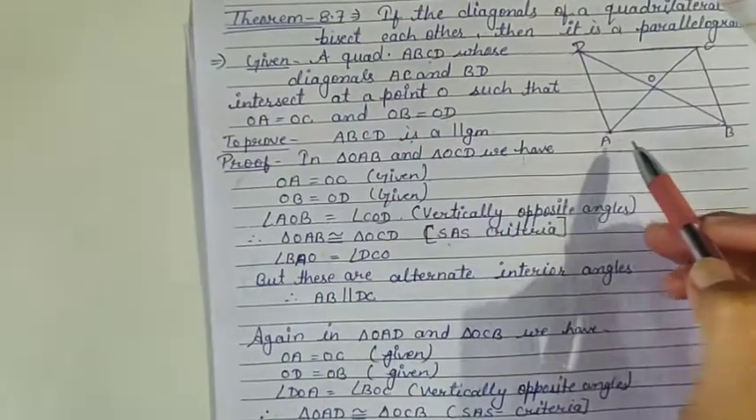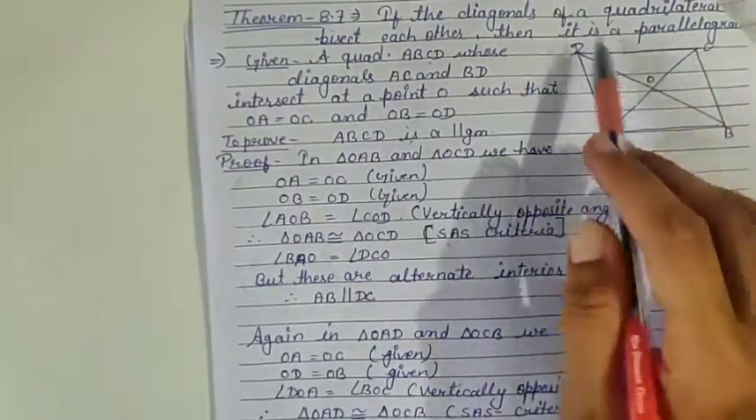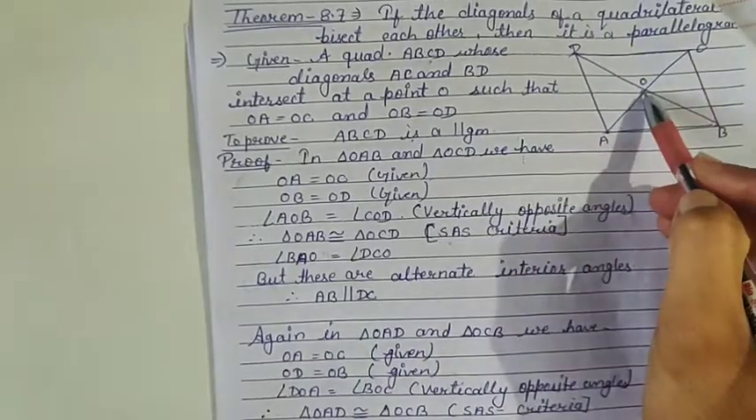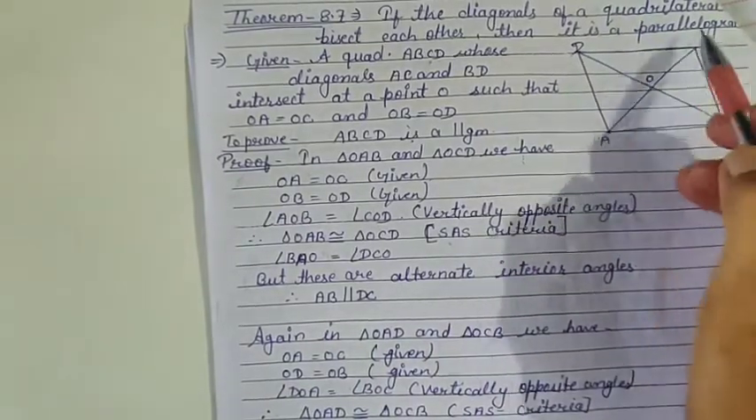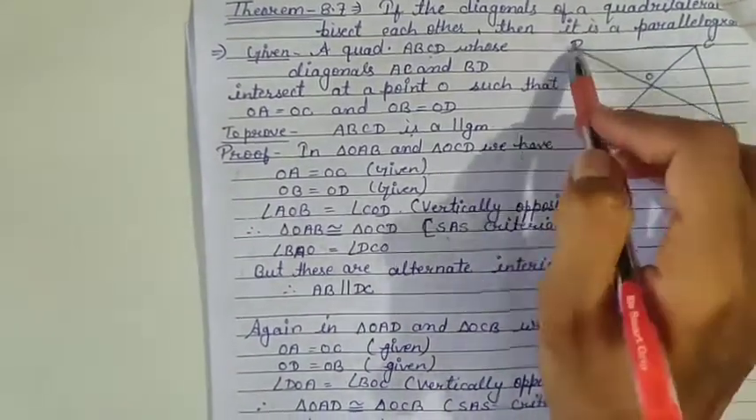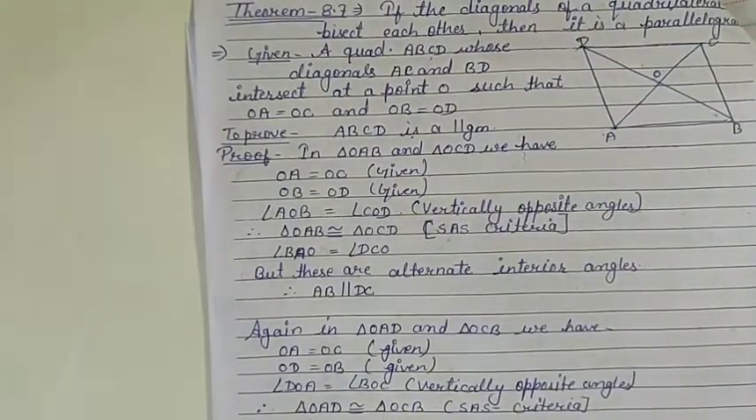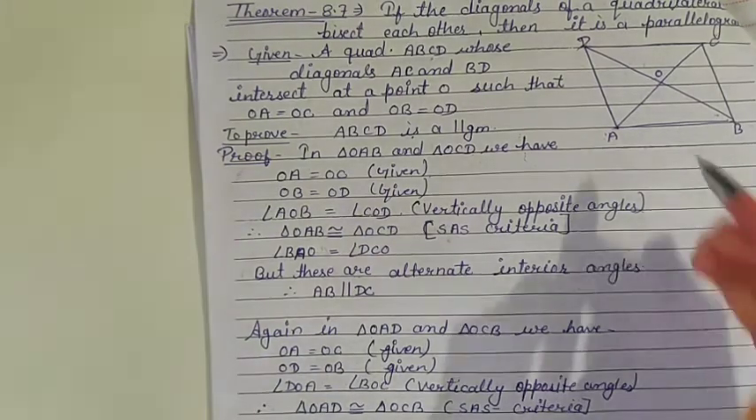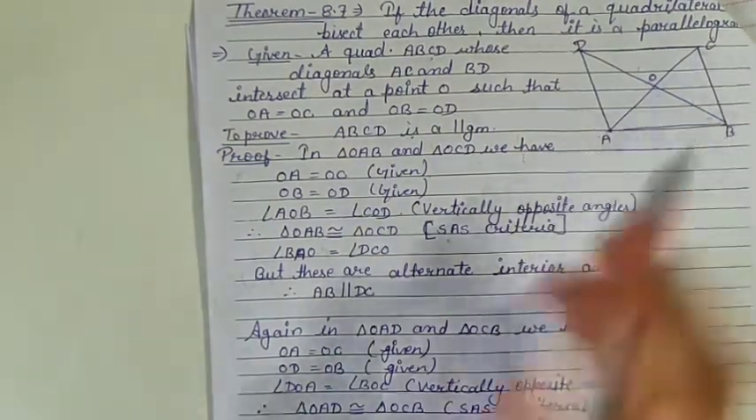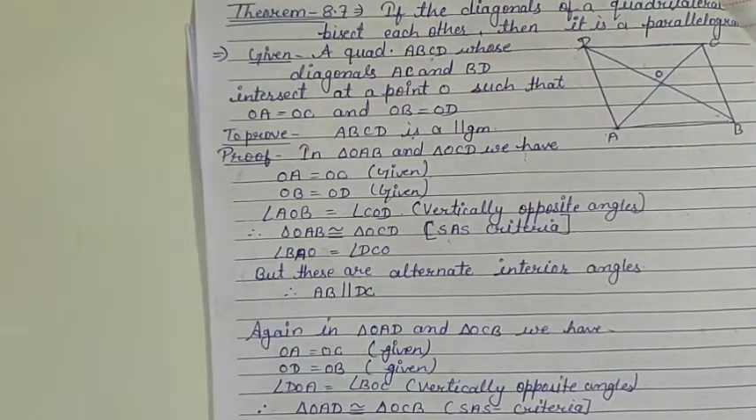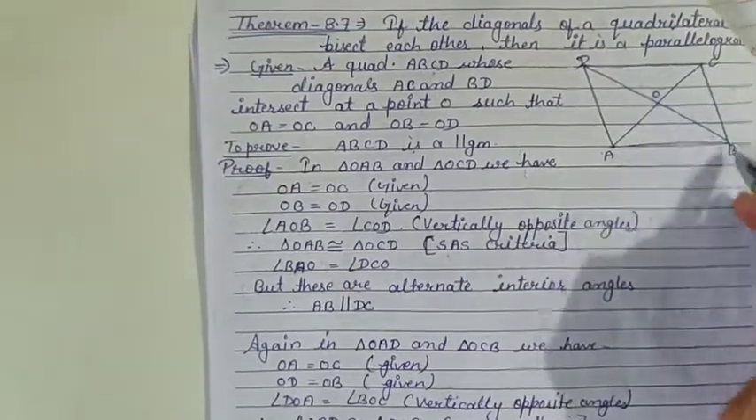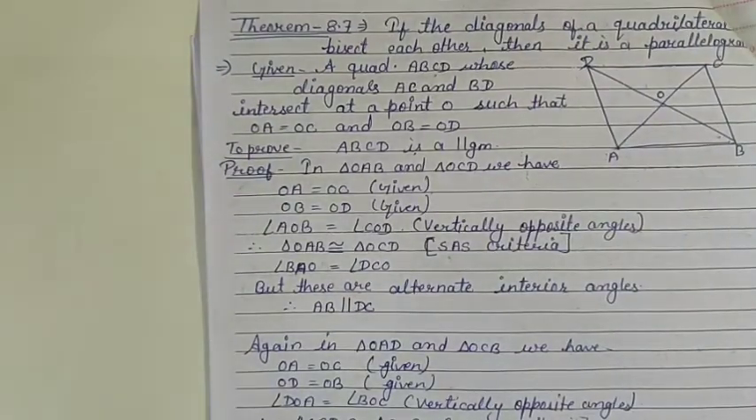What is given? A quadrilateral ABCD whose diagonals AC and BD intersect at a point O such that AO equals to OC and OB equals to OD. This is given in the statement of the theorem that the diagonals bisect each other. What we have to prove? We have to prove that ABCD is a parallelogram. It means we have to prove that AB parallel to CD and AD parallel to BC.